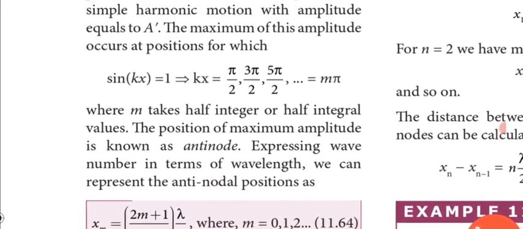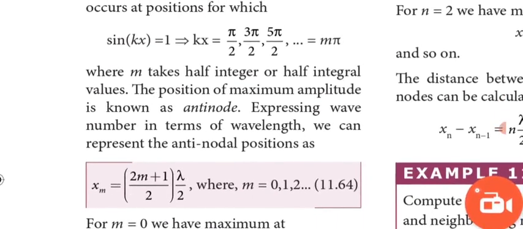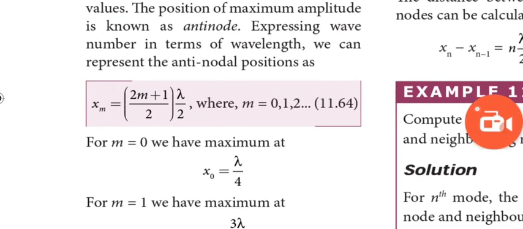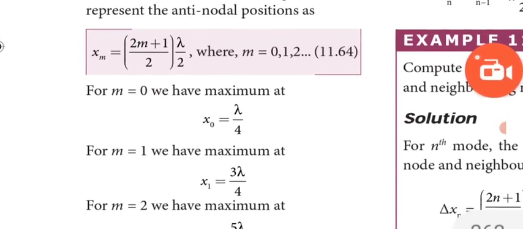So when sin(kx) is equal to 1, what are the different values that will take place? kx is pi by 2, then 3 pi by 2, then 5 pi by 2, and so on, which will be equal to m pi, where m is a half-integer value. The positions of the maximum amplitude are known as antinodes. Expressing the wave number in terms of the wavelength, we can represent the antinodal positions as xm is equal to (2m plus 1) times lambda by 4, where m is equal to 0, 1, 2, 3.